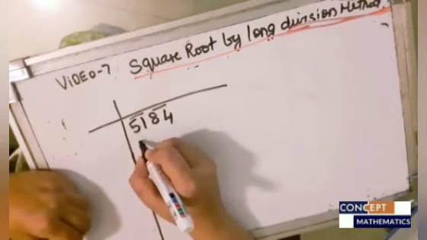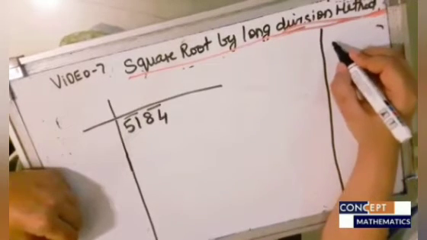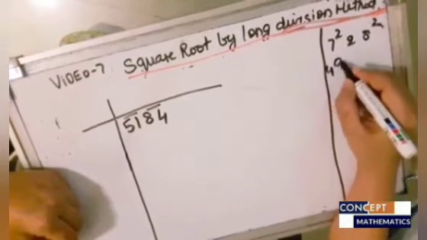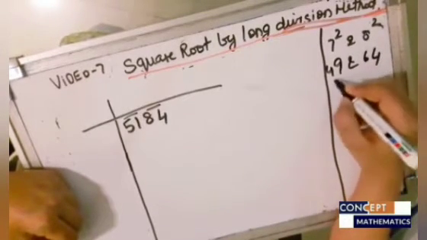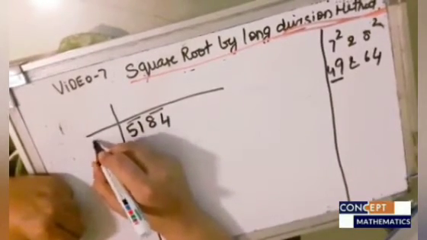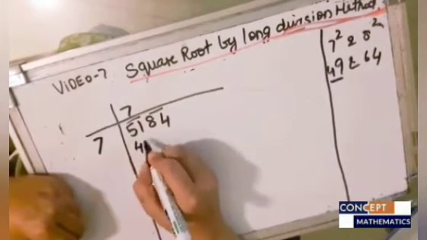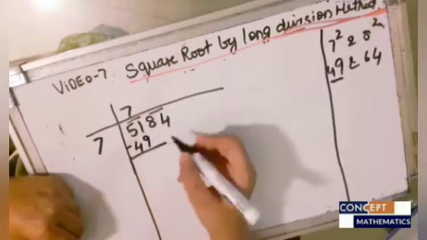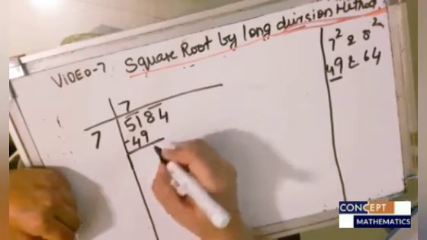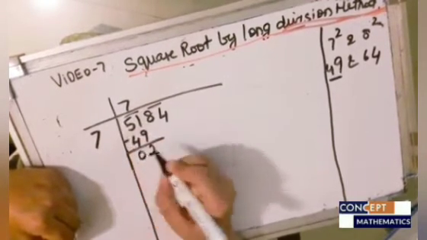Now your first number is 51. So 51 will come between which squares? That is between 7 square and 8 square. 7 square is 49 and 8 square is 64. So which is less than 51? That is 49. So now we will write here 7 into 7. 7 into 7 will give you what? 49. You subtract it like normal division. So 51 minus 49 will give you 2, whereas here we are remaining with 84. So 4 minus 4 is 0.